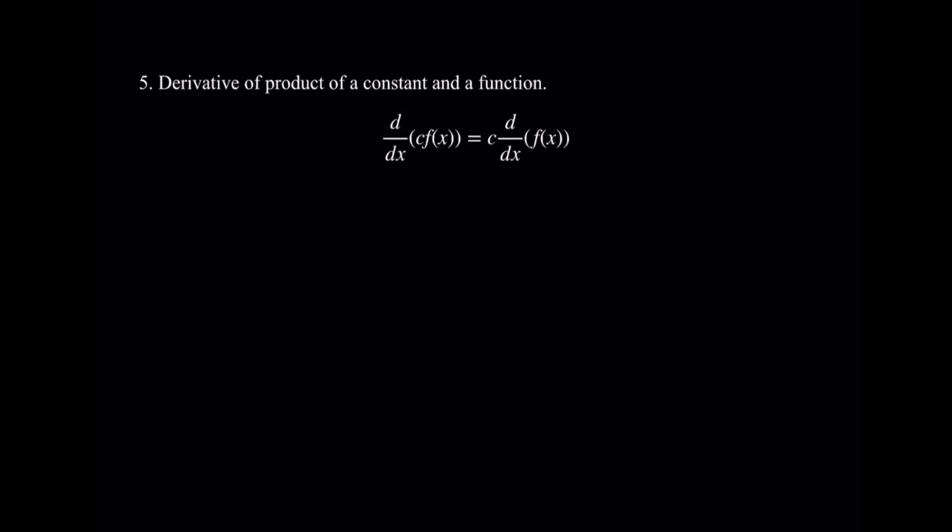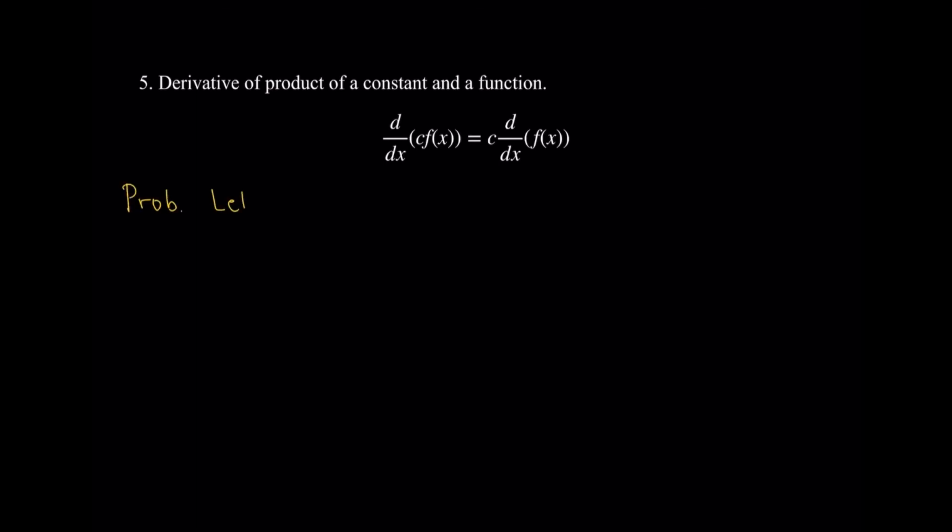So let's move to theorem number 5, which says that the derivative of the product of a constant and a function can be given as d upon dx of c times f of x, where c is a constant and f of x is a function. So I can take c out of the derivative and simply take the derivative of f of x.